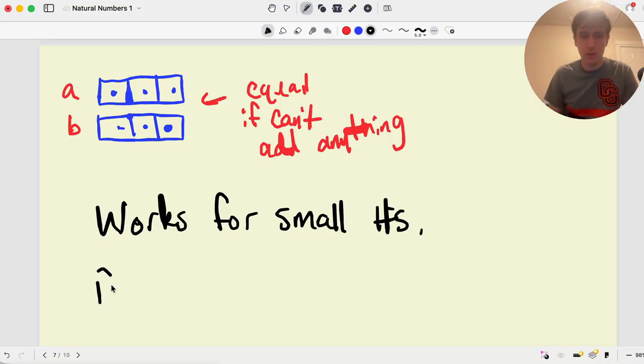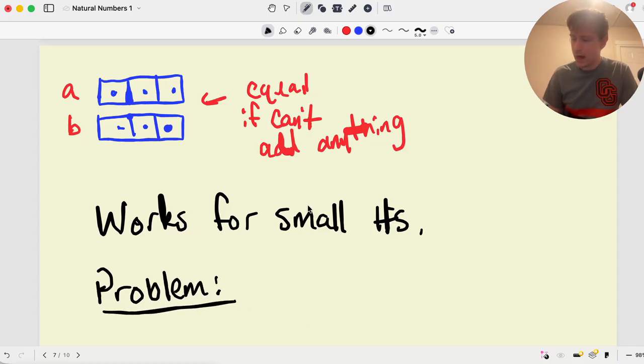But let me pose a problem to you now. So problem, how can I compare the numbers 2 to the 100 and 6 to the 30th? And I'm going to explain what this notation is, of course.